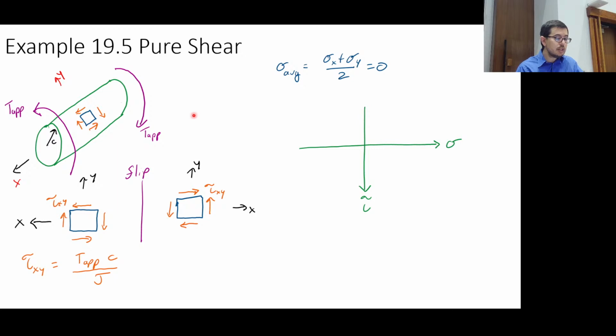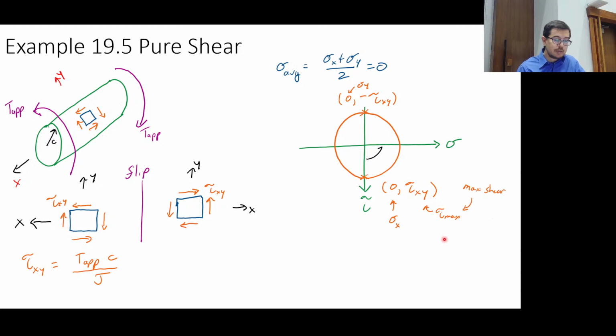Sigma average is equal to 0 because there's 0 sigma x and 0 sigma y. And so what do we get? We get a Mohr circle where we just have 0 comma tau xy down here. And then this would be 0 comma minus tau xy up there. This is a sigma x. And this one up here would be the sigma y. And this is the tau max.